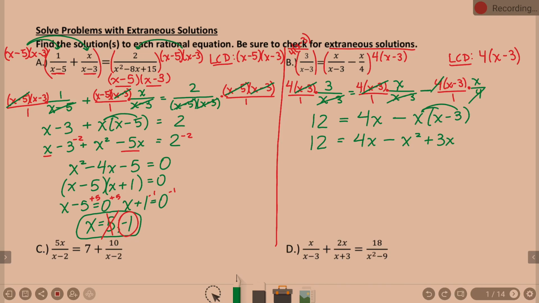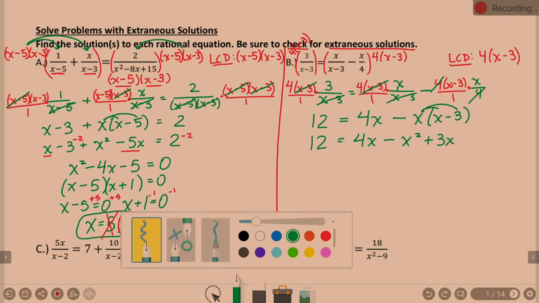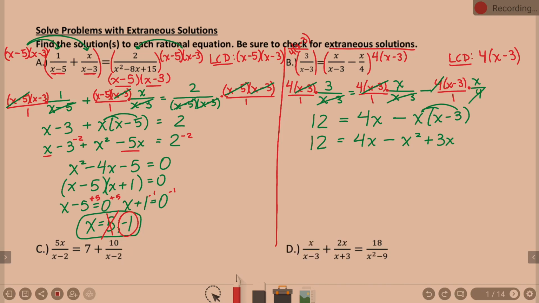Okay. What do we need to do here? There's definitely some like terms here, yes. And somehow or another you're going to have to make your equation equal to 0. So let me do like terms first. So 12 equals, and I'm going to write mine as negative x squared, and then 4x plus 3x is plus 7x.